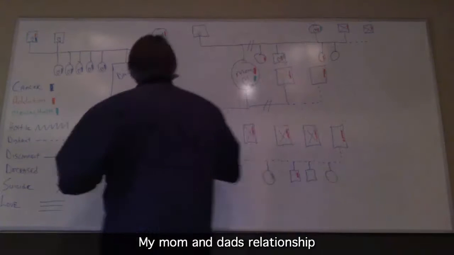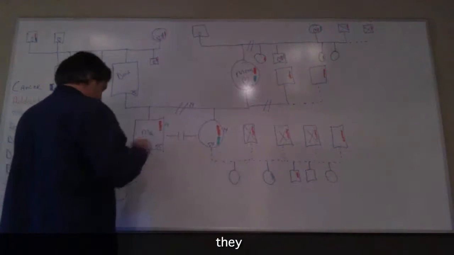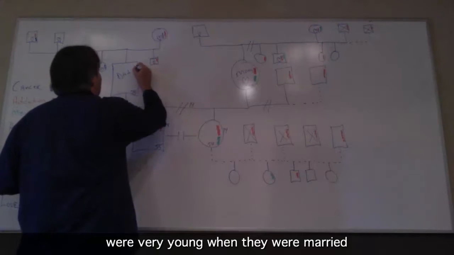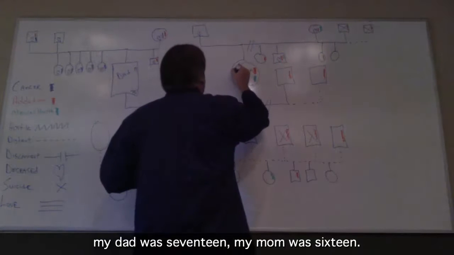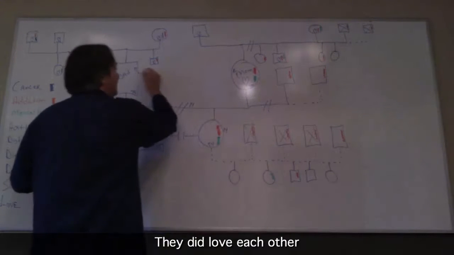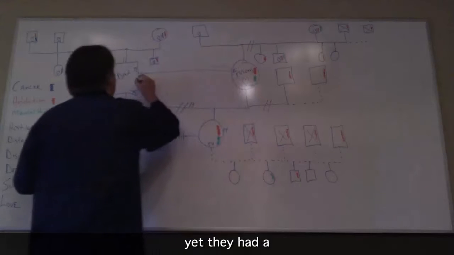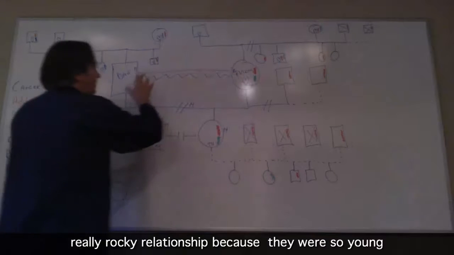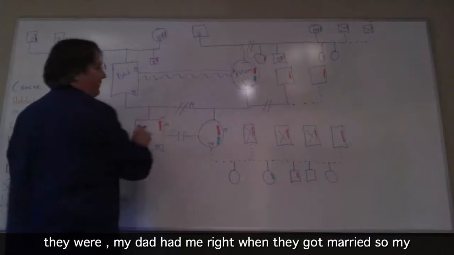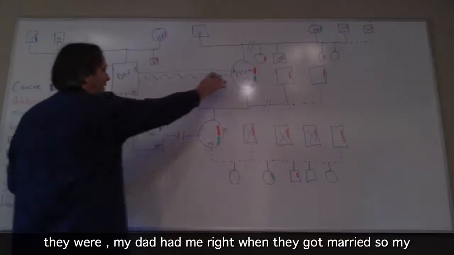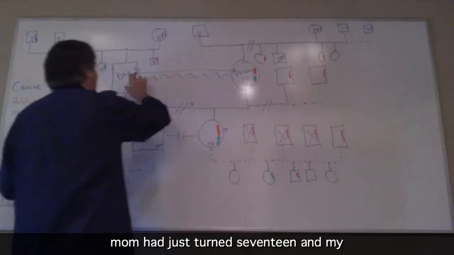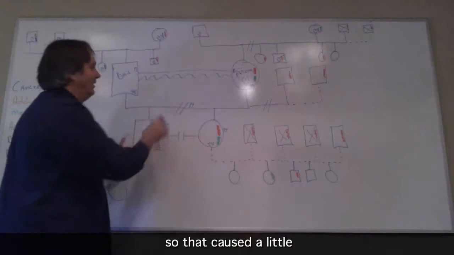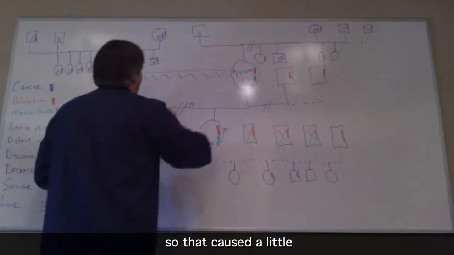My mom and dad's relationship, they were very young when they married. My dad was 17. My mom was 16 when they married. They did love each other, but yet they had a really rocky relationship because they were so young. My dad had me right when they got married. So my mom had just turned 17, my dad had just turned 18. So there were children having children. And so that caused a little bit of friction.